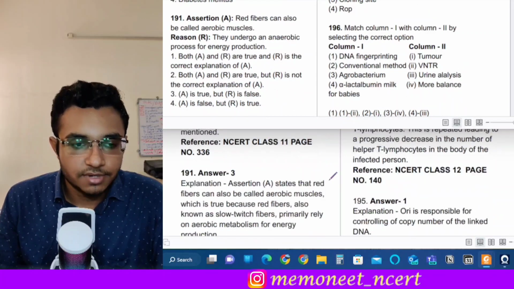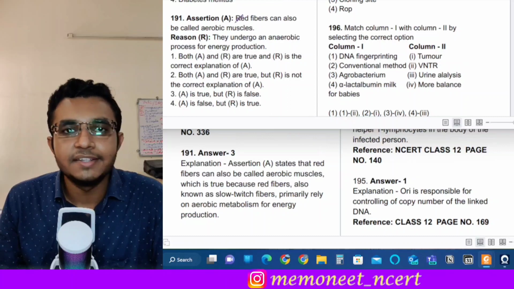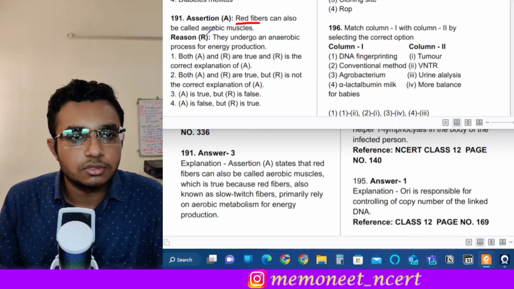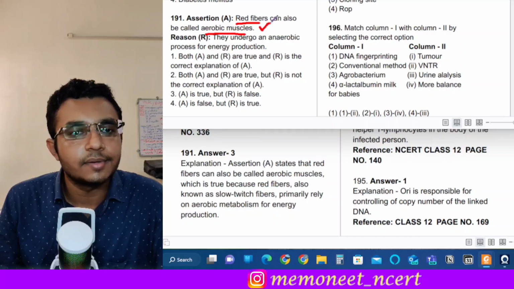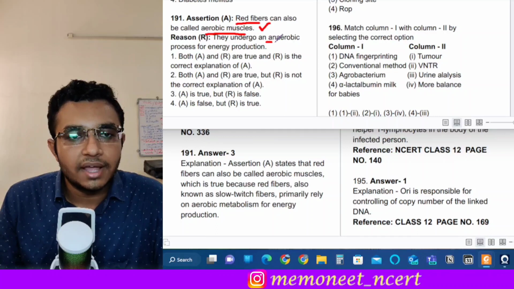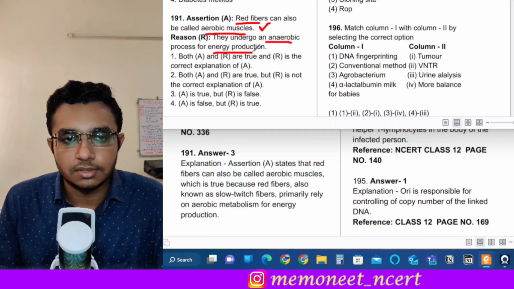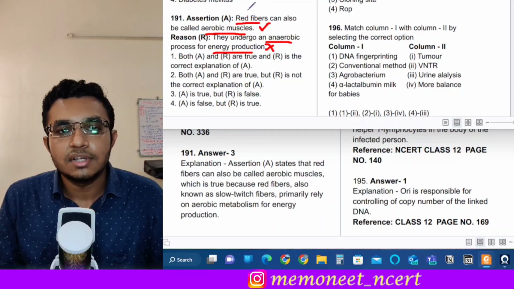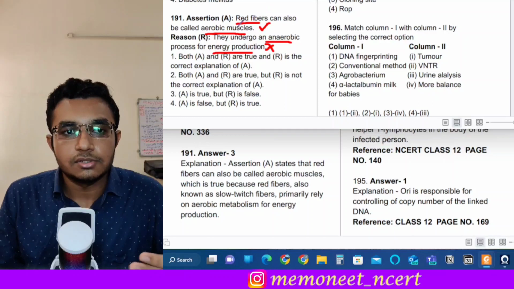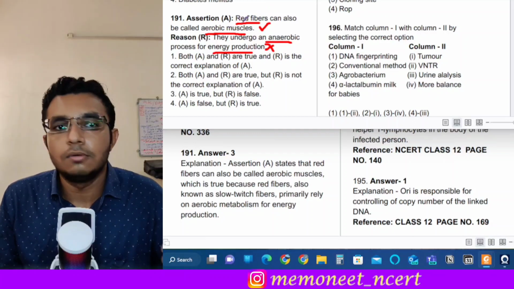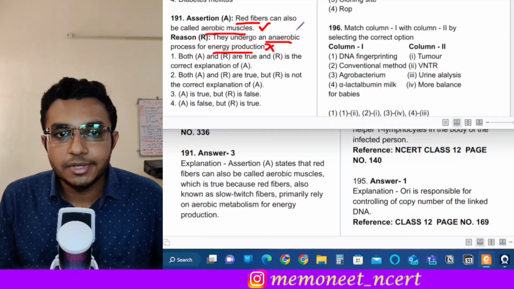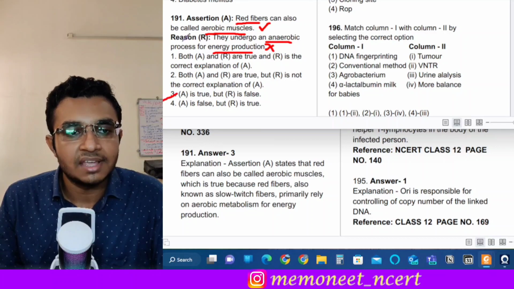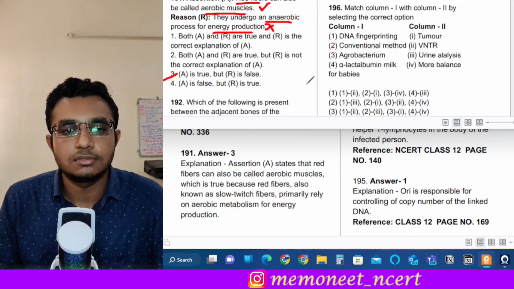The next question is question 191. It is an assertion reason question. The assertion given here is that red fibers can also be called aerobic muscles. This is correct. The reason is they undergo an anaerobic process for energy production. So the reason given here is incorrect. Why? Because red fibers contain more mitochondria, so they are responsible for aerobic respiration. They do not perform anaerobic respiration. Anaerobic respiration is performed by the white muscle fibers. So here the answer is option 3. The assertion is true, but the reason is false.